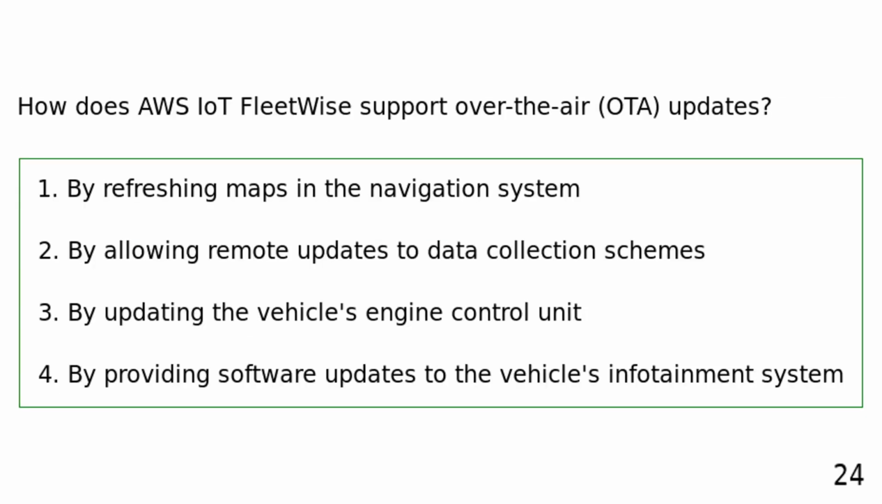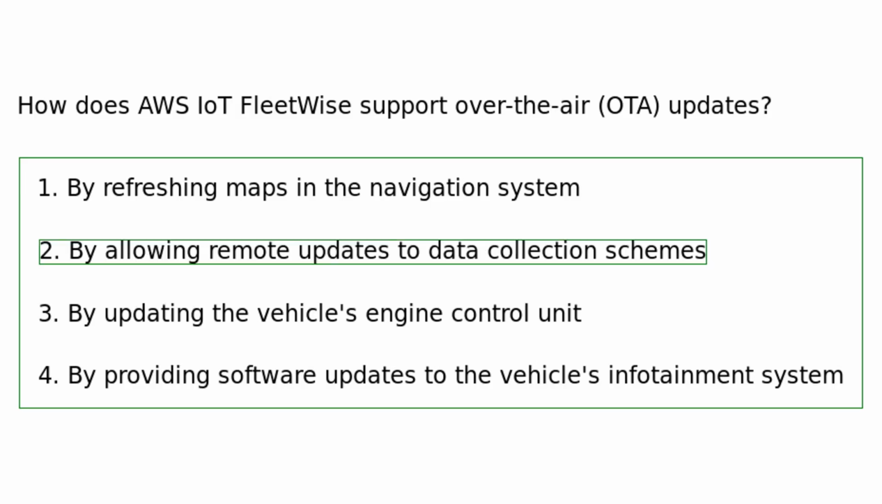How does AWS IoT FleetWise support over-the-air updates? By refreshing maps in the navigation system. By allowing remote updates to data collection schemes. By updating the vehicle's engine control unit. By providing software updates to the vehicle's infotainment system. AWS IoT FleetWise supports OTA updates by allowing remote modifications to data collection schemes, enabling dynamic changes to what data is collected without physical access to the vehicles.